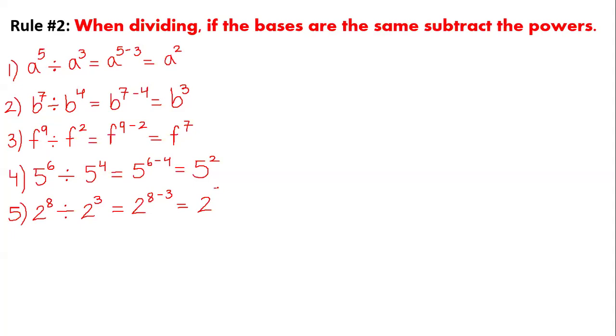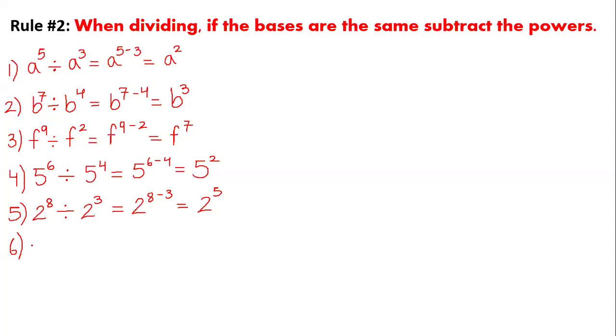Does anyone know what 2 to the power of 5 is? What is that equal to? 2 to the 5th power is 2 times 2 times 2 times 2 times 2. Yes, very good. And what is 2 times 2 times 2 times 2 times 2? 32. Yes, 32. That's correct.